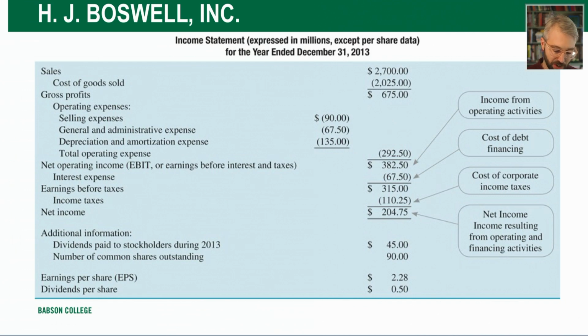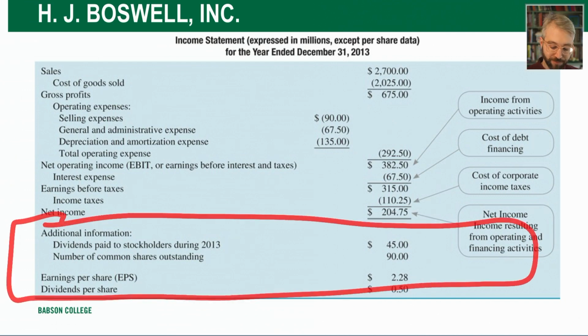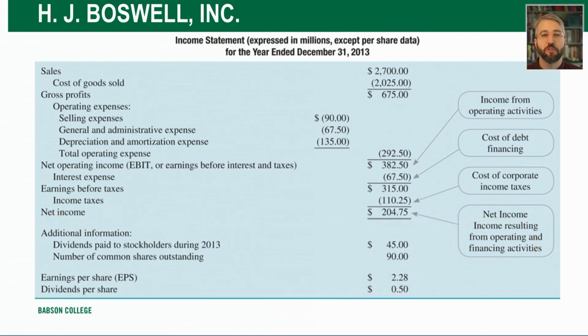And then you'll notice that there's some extra stuff down here. In fact, it's fairly common for the income statement to list supplementary information at the bottom. And if I called this the balance sheet a minute ago, I misspoke and I apologize. So clearly this is the income statement. It starts with sales, it ends with net income, and everything below the net income line is supplementary information. So Boswell had $2.7 billion in sales over the year ending December 31st, 2013.